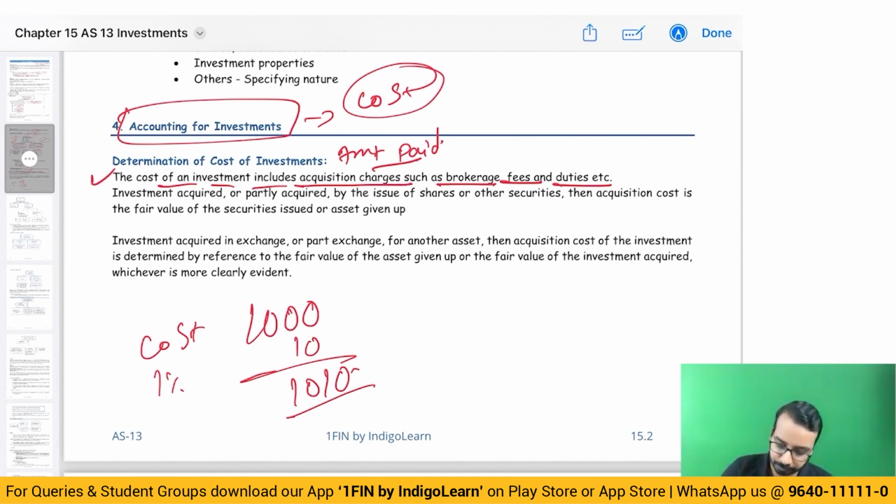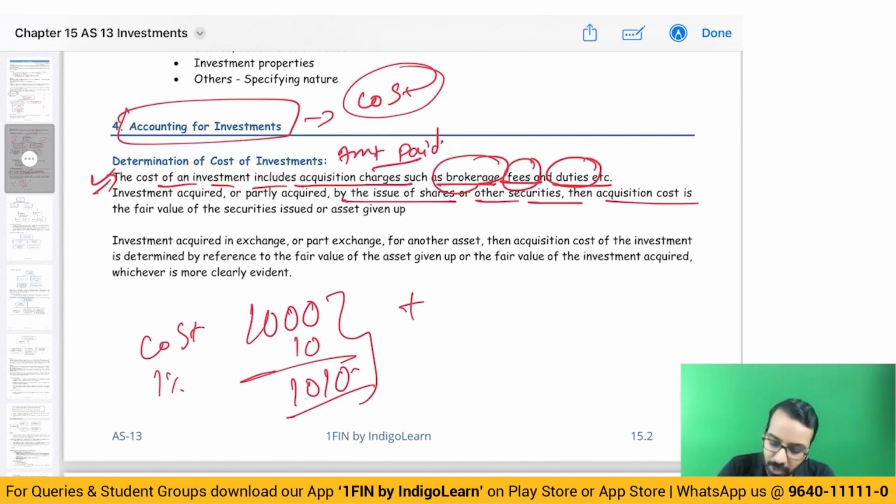Okay, then we have this discussion of cum interest and ex interest that we will do subsequently. Cost will include brokerage, any fees, any duties, whatever is paid to acquire the investment forms part of the cost of investment. If, however, we have acquired it by issuing shares or other securities, then the cost is the fair value of securities issued or asset given. So if I have acquired an investment by issuing my own shares, or by giving some other asset, then I will take the security issued or asset given.